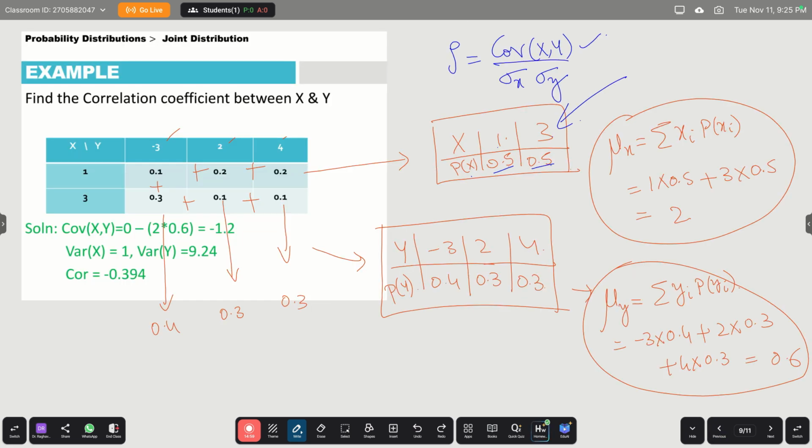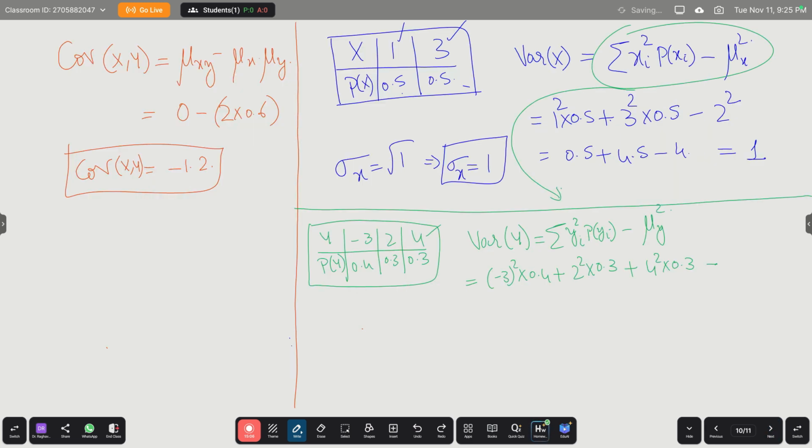What is the mean of y? Mean of y is 0.6. So this will be 0.6 square. If you calculate this, you will get the variance of y as 9.24. Calculation you can take care of, the variance of y will be 9.24.